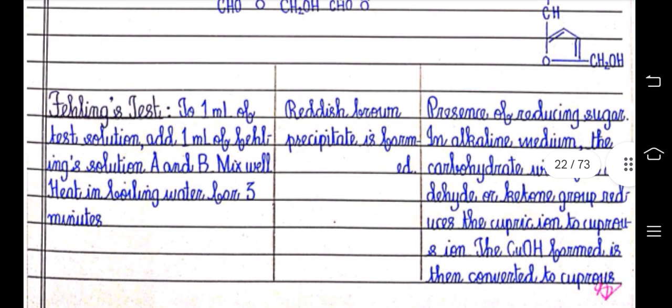Fehling's test. To 1 ml of test solution, add 1 ml of Fehling's solution A and B. Mix well. Heat in boiling water for 3 minutes. Reddish brown precipitate is formed. Presence of reducing sugars in alkaline medium.